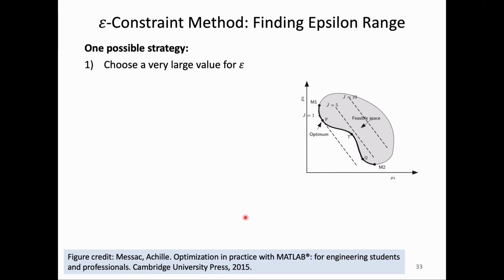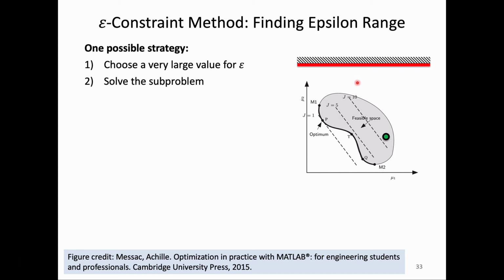First, choose a very large value for epsilon. Suppose here we choose it large enough that it's not going to cause us to go below the attainable set. We want to make sure it's big enough that there's at least some attainable point below this bound. Then solve the subproblem. Suppose here is our starting point in the objective function space, and we solve the subproblem, and this bound on mu2 doesn't come into play at all. And so it's just as if we were minimizing mu1 while ignoring mu2.